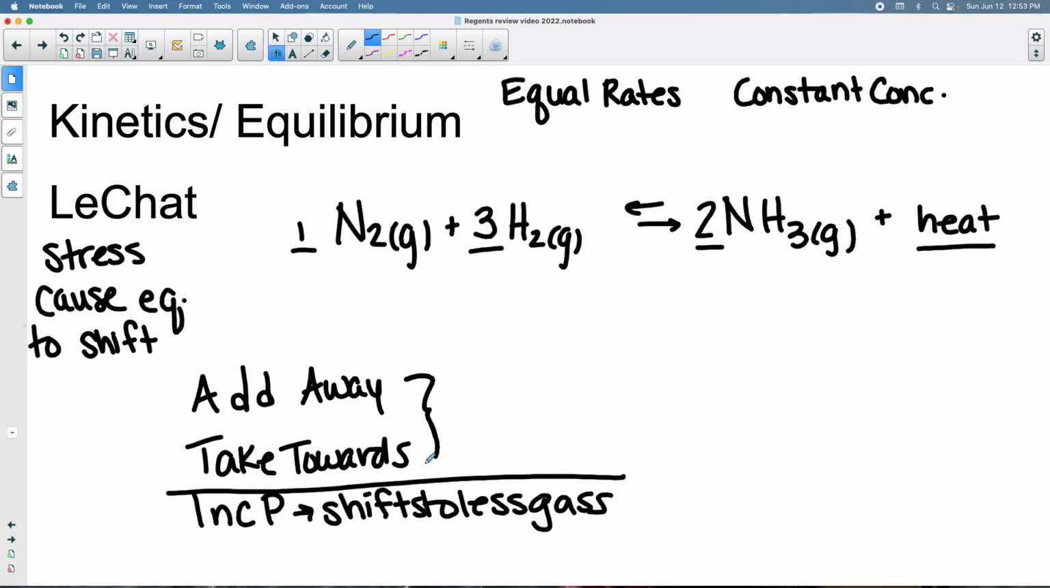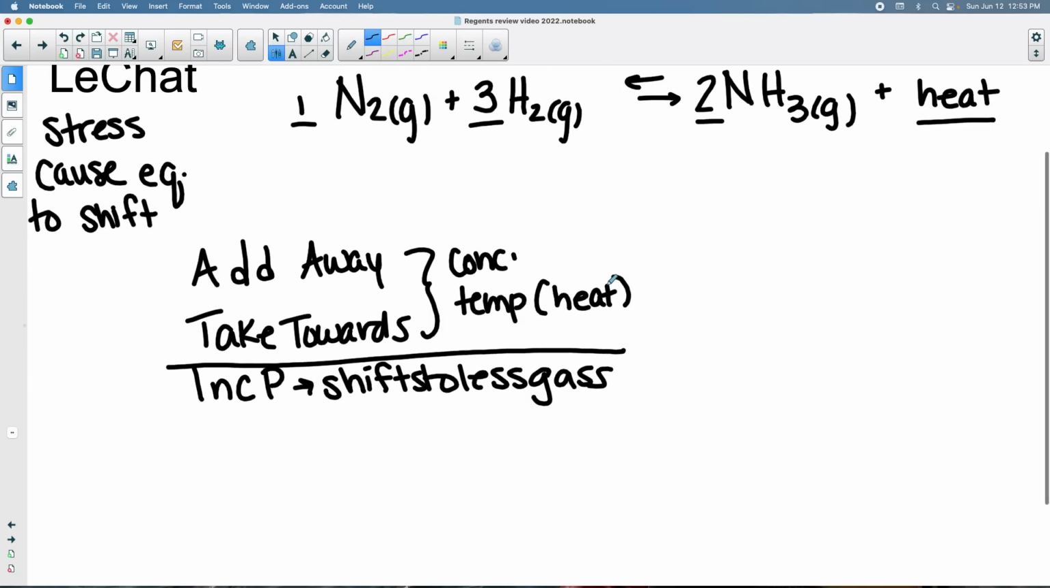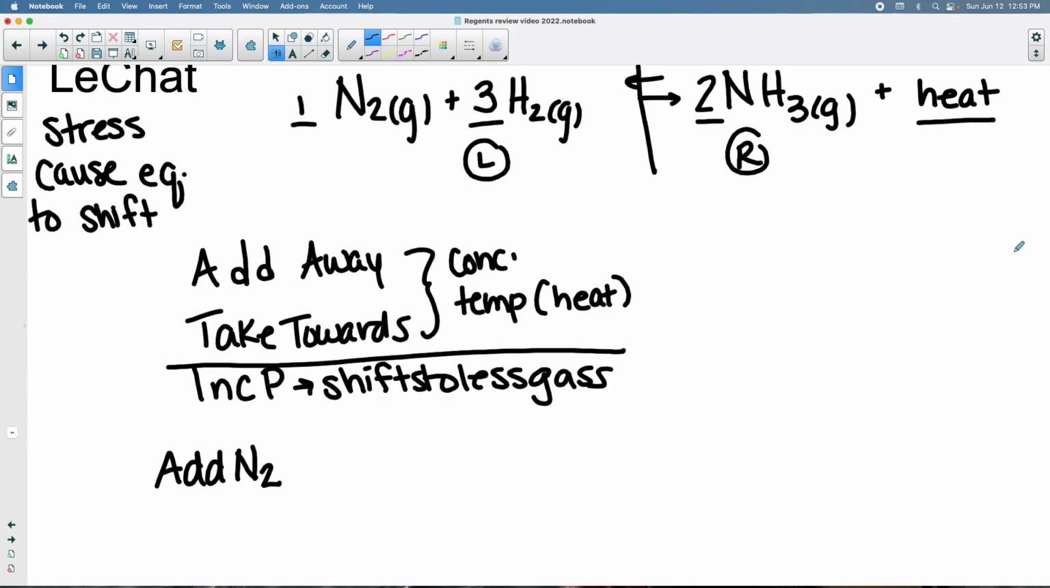Add away and take towards can be used for concentration as well as temperature, because increasing or decreasing temperature is like adding or removing heat. If we happen to add N2 in this reaction, remember it's the arrow that splits between the left and the right. If we add N2, we shift away. That will cause a shift right.